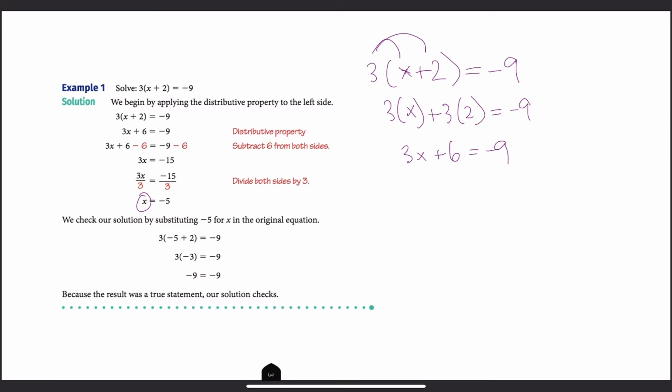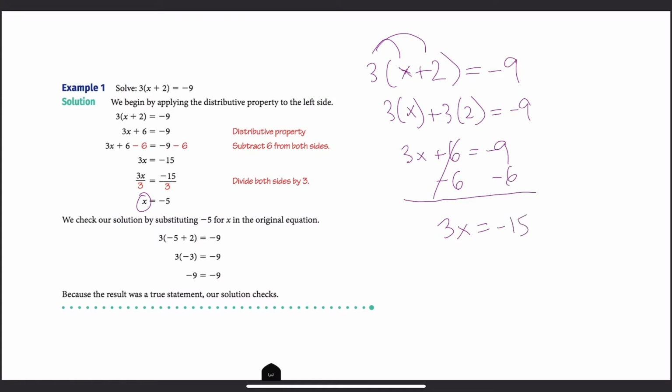So now I can use the addition and subtraction properties of equality. In this case, I have a variable term on the left and a constant term on the left, and I have a constant term on the right. So I want to get my constant terms together. So I'm going to undo whichever constant term is doing something to my x, my variable. In this case, 6 is being added to my variable term, so I'm going to subtract 6 from both sides in order to zero it out on one side. So 3x is all that's left on the left because I subtracted 6, and I subtracted 6 from the right. Negative 9 minus 6 is negative 15.